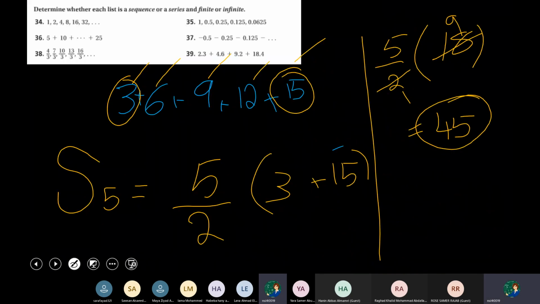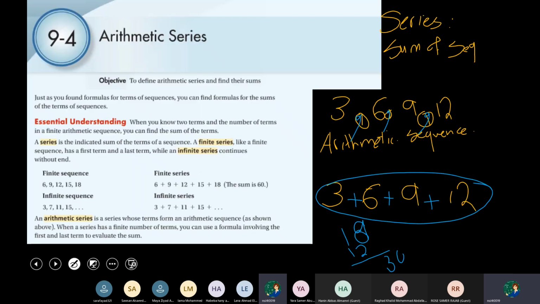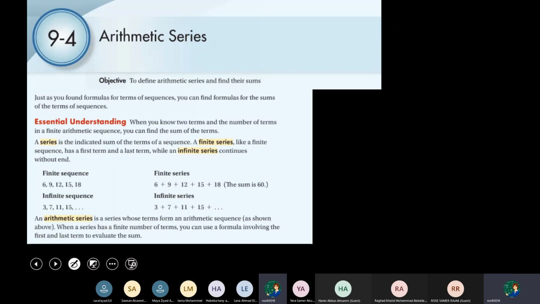But not all series have a certain number of terms; some are infinite. Some series don't stop. They will continue and will not end. And some series do end. Because of that, I can say that we have 2 types of series.